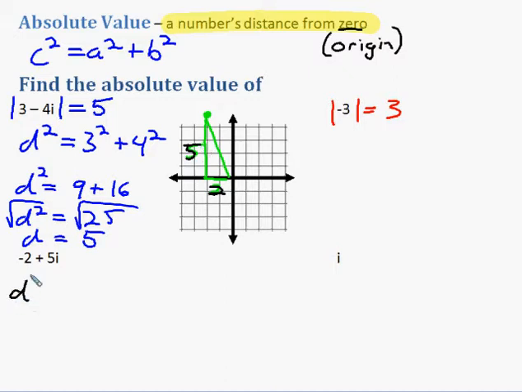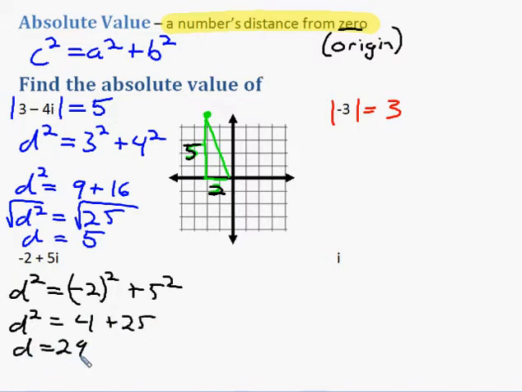our distance is going to be, and we can put the negative in there, negative 2 squared plus 5 squared. So d squared is 4 plus 25, which is 29. Take the square root of both sides, and you get d is the square root of 29. So the absolute value is equal to the square root of 29. It's not plus or minus, because remember, absolute value is positive because it's a distance.